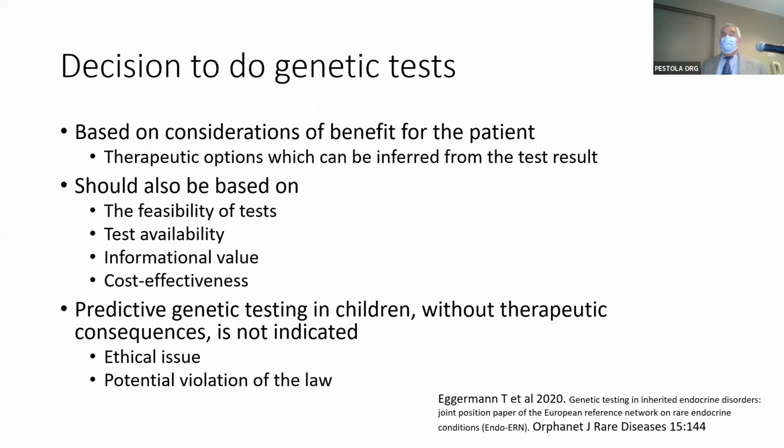So when you decide to do a genetic test, you need some considerations of the benefit for the patient. One, good therapeutic options keep being inferred. Yeah, they've got this disease, it changes my management. That's what the insurance company wants to hear, because that's just about a guarantee: all right, we'll let you get it this time.